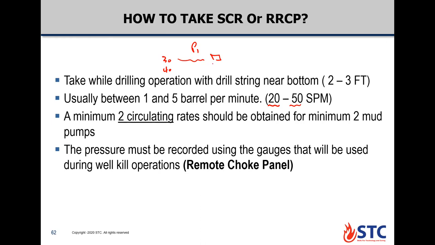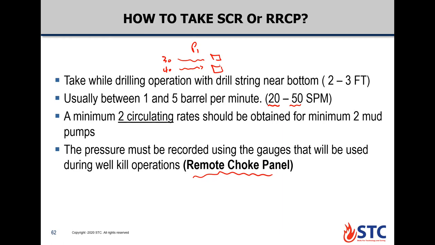Once the pressure is stabilized, you need to record from the remote choke panel. Why from the remote choke panel? Because this is the place you're going to use while killing the well. Then raise the pump rate to 40 SPM and wait for pressure stabilization. Record the pressure at 40 SPM.